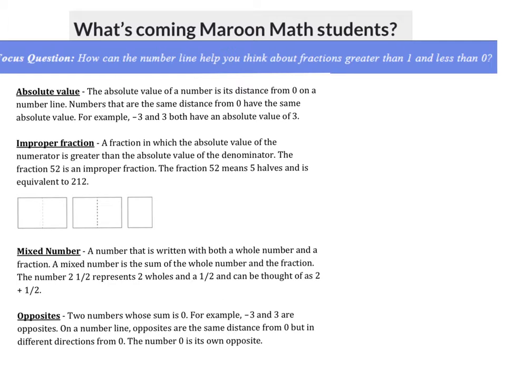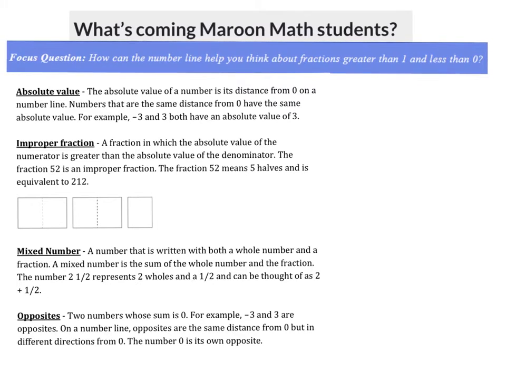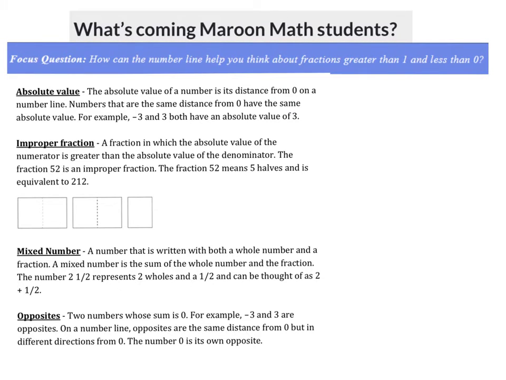Investigation 3, and we'll start off with problem 1.1. So where are we going, Maroon math students? Where we're going is to learn about some new math terms that are going to open up the left of the number line, numbers less than 0, or if we have a vertical number line, numbers below 0.